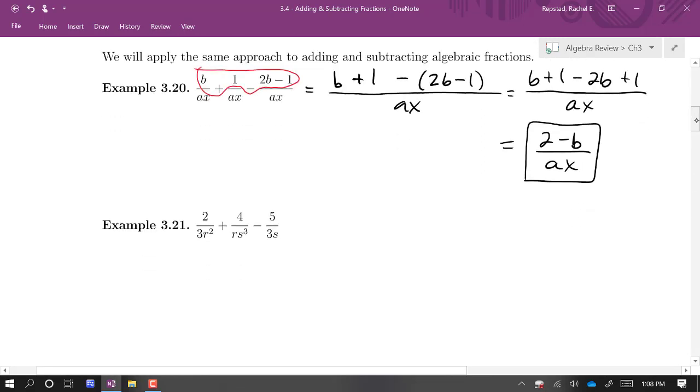In our next example, we don't start out with a common denominator, so we need to get one. We need to obtain a common denominator. But we don't have to factor anything, because there's no addition or subtraction within the denominators themselves. So I'm going to start out just by rewriting this. I'm going to leave myself some space in between the fractions.